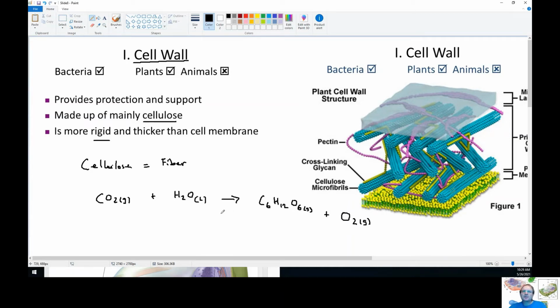Why am I talking about photosynthesis? We're talking about the cell wall. The reason is that cellulose is actually built up from glucose. So the glucose right here, of course, this is photosynthesis, right? The plant needs to make sugars because it's got to do some cellular respiration. It needs some energy. That's the purpose of the sugar there.